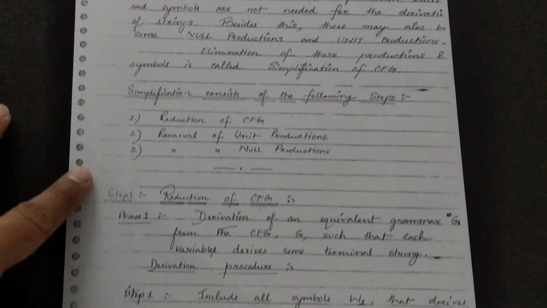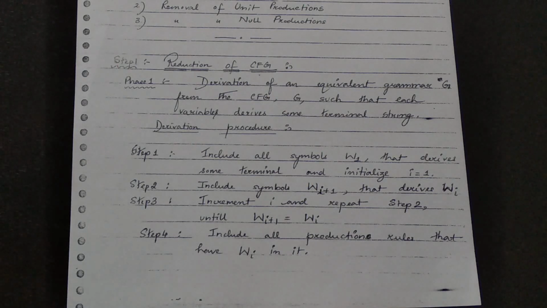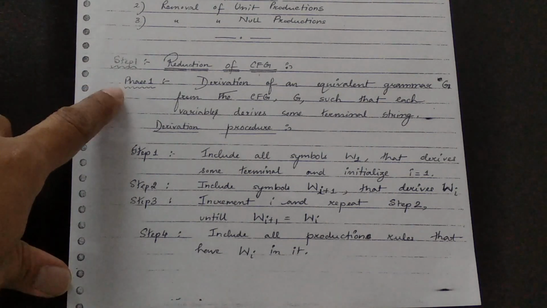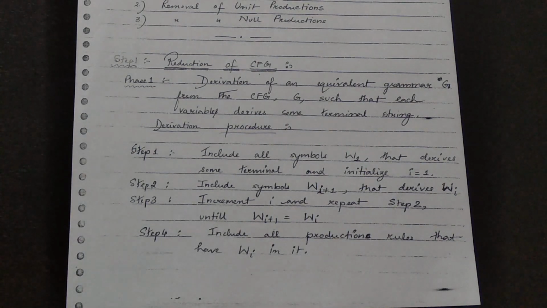Now, I won't bother you by dictating these steps, as you can pause the video and note them down. I will deal directly with an example so that it will be clear. In the reduction of a CFG, we will come across two phases, phase 1 and phase 2. In phase 1, I will target only those non-terminals which are deriving terminal symbols. Whatever I have told you is not at all understandable yet. Once we take an example, it will be clear.